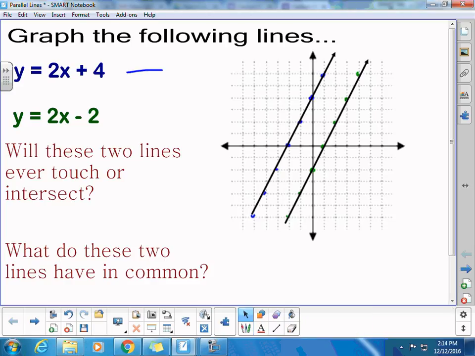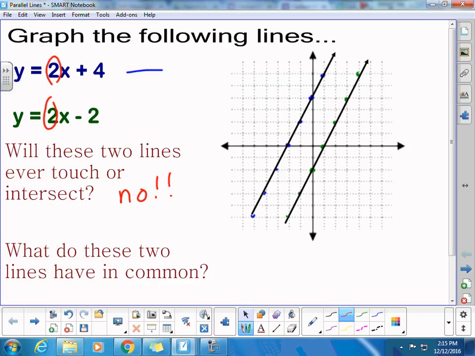Will these lines ever touch or intersect? Let's look at them. What do they have in common? If you look at the equations for the lines, you'll see that they both have a slope of 2. And if they both have a slope of 2, they will never intersect. Will these two lines ever touch or intersect? No, because they are parallel, so they have the same rate of change.